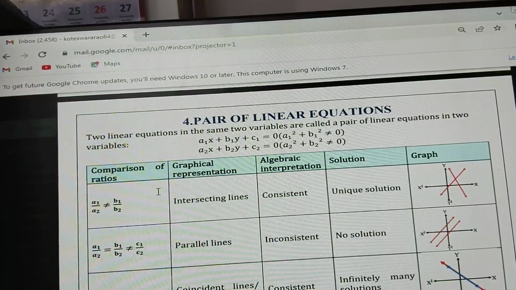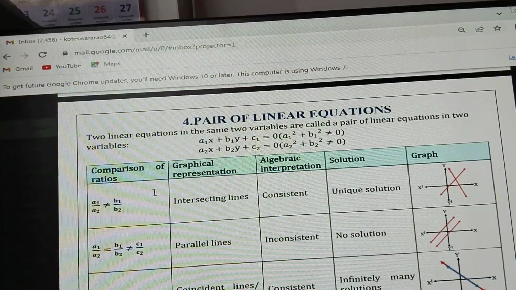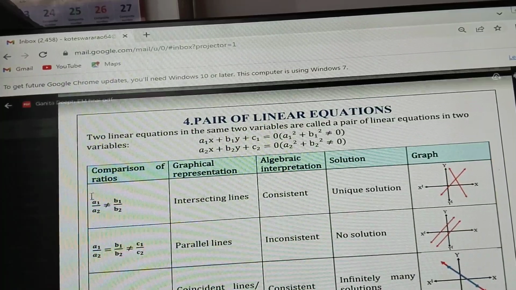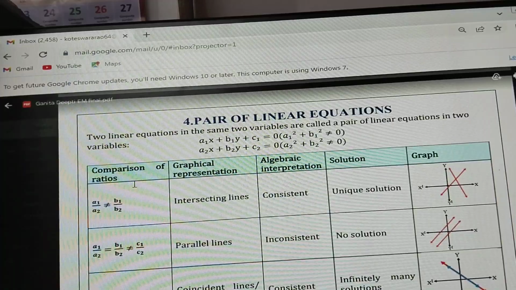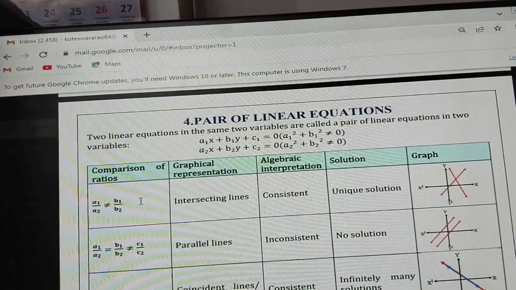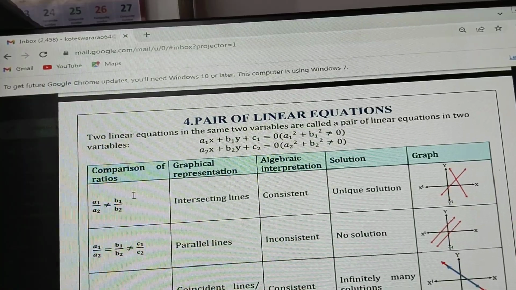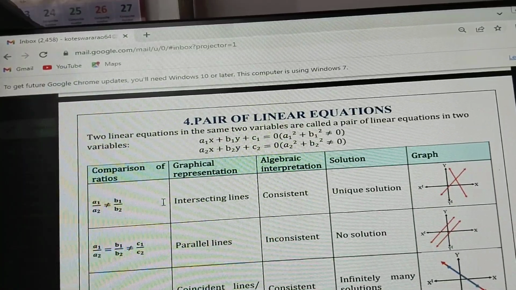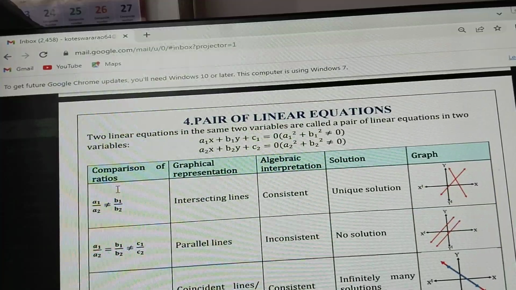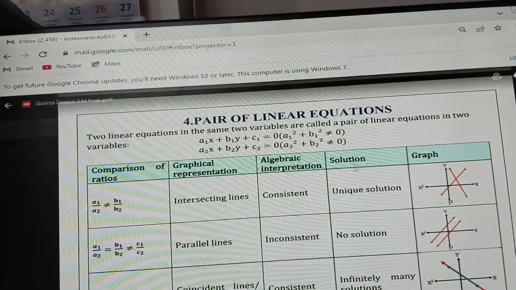Briefly, you already know this, this is the revision class for every student. Students, listen carefully, the public examination is coming soon. So every student must see your notebooks and verify the fundamentals on every chapter. So first one, the conditions are here.